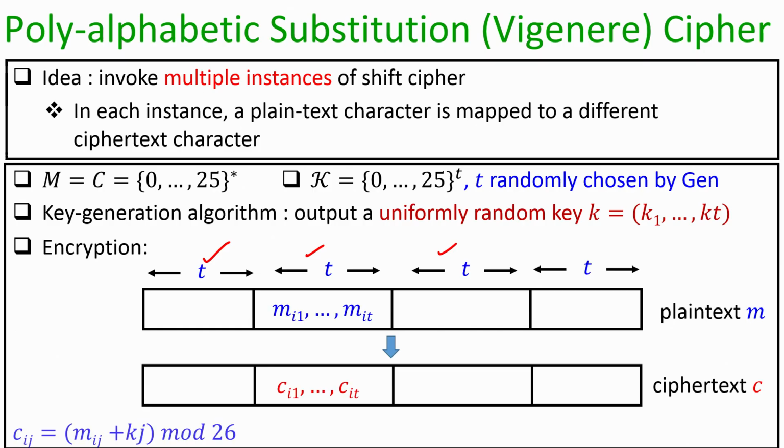Namely, we produce the ith ciphertext block as follows. Imagine that the characters in the ith block are mi1, mi2 and mit. So, there are t such characters, and we have the key characters k1, k2 and kt. The characters of the ith ciphertext block are Ci1, Ci2 and Cit, where the jth character of the ith ciphertext block is obtained by shifting the jth plain text character by the shift kj modulo 26.